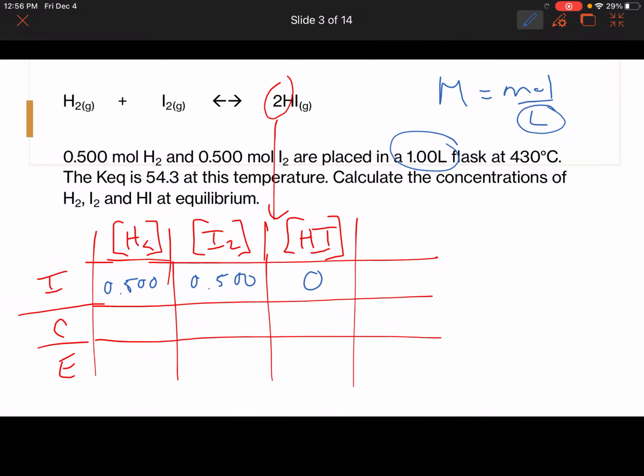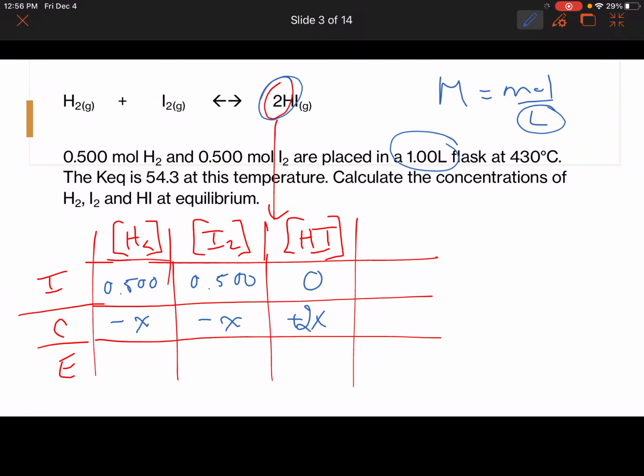Now, the change. How much are they going to change by? We don't know that, so we're going to try to solve for that. So the change here is going to be minus x. So we know that H2 is going to be decreasing. It's being consumed, so the change is going to be negative. So minus x for the I2 as well. We don't know what those values are. And then HI is going to increase by x. Oh, sorry, but not by x, by 2x. Sorry, I forgot to factor in the mole ratio there. So it's going to increase by 2x here.